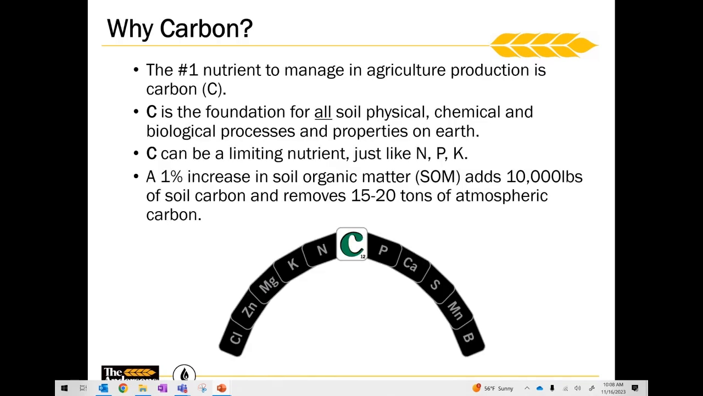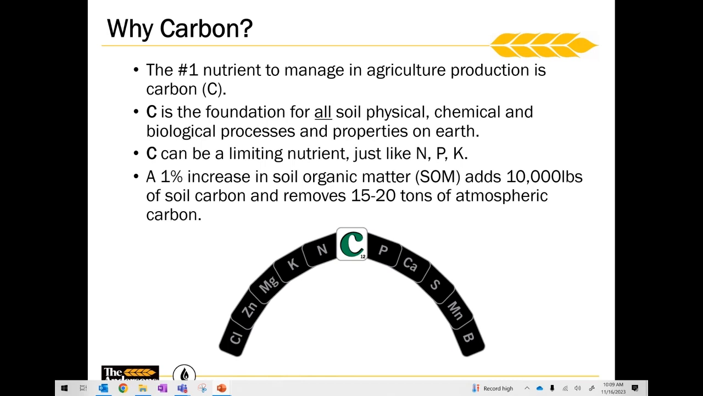So why carbon? We've got 4 bullet points up there, but I really want to focus on that last one, and that is as you see an increase in soil organic matter, which is extremely difficult to do. For every 1% increase in soil organic matter, we're going to add about 10,000 pounds of soil carbon, which is going to help remove about 15 to 20 tons of atmospheric carbon. So we're going to be able to replenish our carbon in the soil.